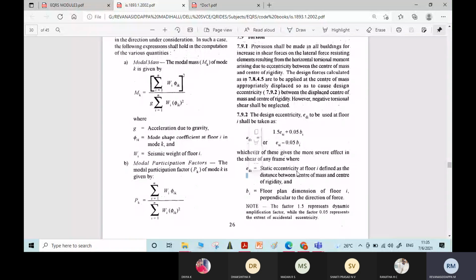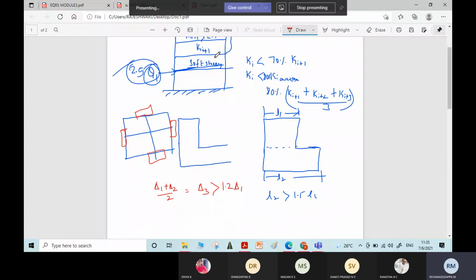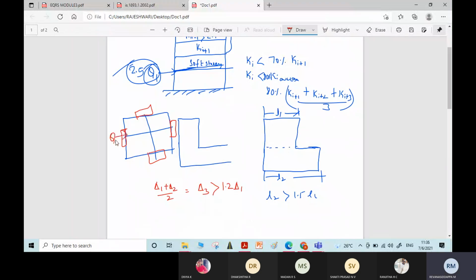That is 1.5 times ESI plus BI. BI is the floor plan dimension of floor i perpendicular to the direction of force. For example, if the direction of force, the story shear QI, is like this, then the dimension of the floor perpendicular to the direction of the story shear is considered. That is called BI. This length is BI.